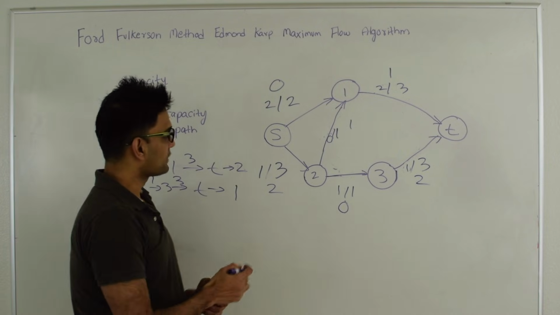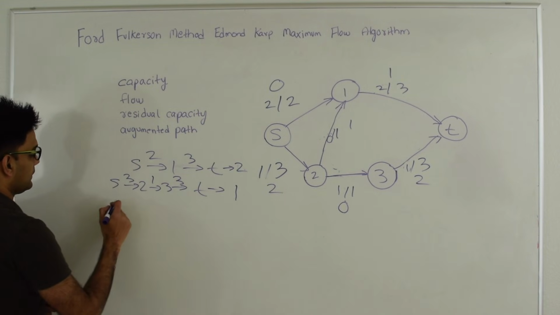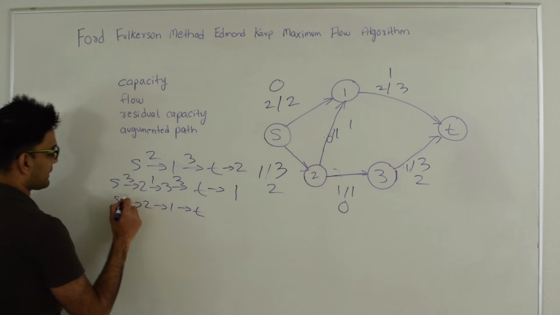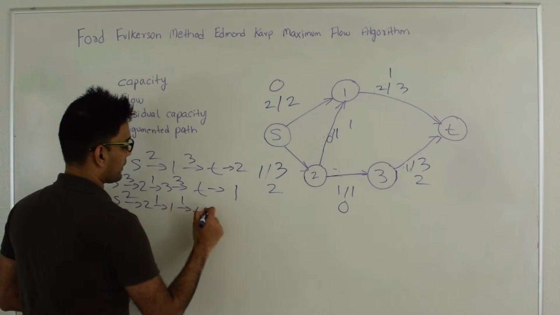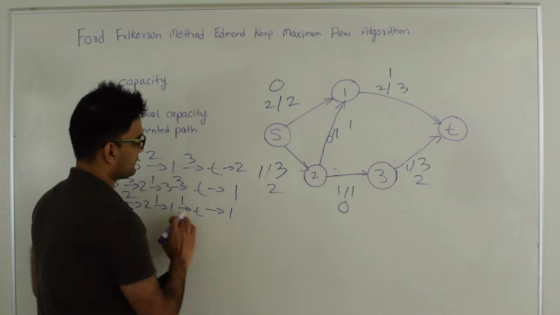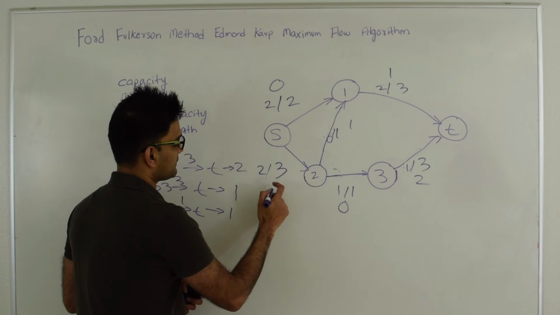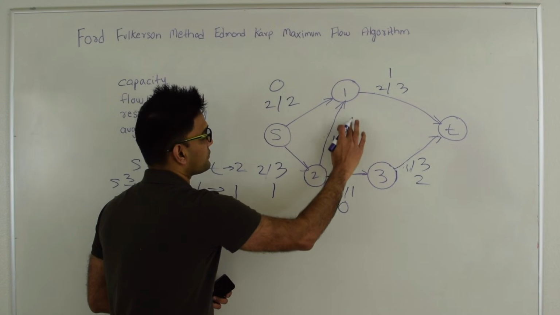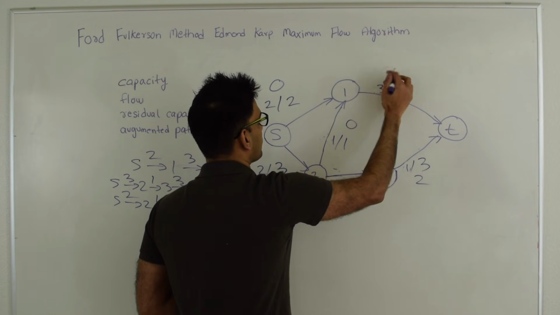There is one more path possible from S to T, which goes from S to 2, 2 to 1, and 1 to T. Here the residual capacity is 2, here the residual capacity is 1 and here the residual capacity is also 1. So giving us a flow of 1 through this path. So since one more item is flowing through this path, this now becomes 2. So the residual capacity here is 1. This now becomes 1. So the residual capacity here is 0 and this becomes 3. So the residual capacity here is also 0.